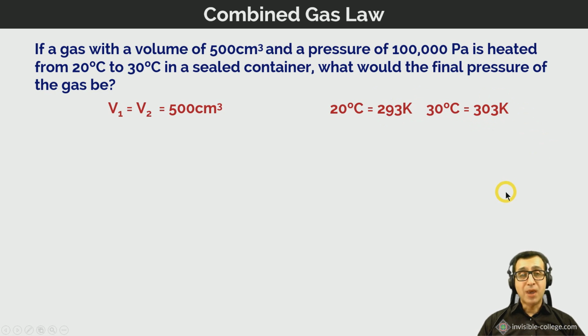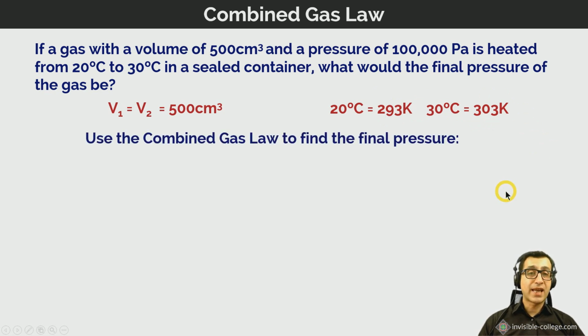So how do we use this combined gas law to find the final pressure? We know the initial pressure, 100,000 pascals. We're trying to work out the final pressure. And again, to remind you, here is the combined gas law. The starting pressure times the starting volume divided by the starting temperature is equal to the final pressure times the final volume divided by the final temperature. So we know P1, it's 100,000 pascals. We know V1 and V2, those are both 500. We know T1 and T2.